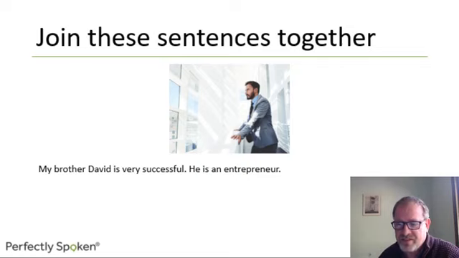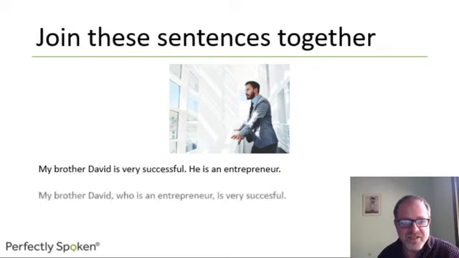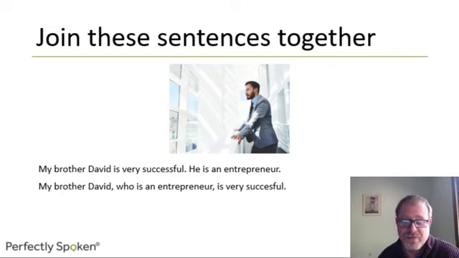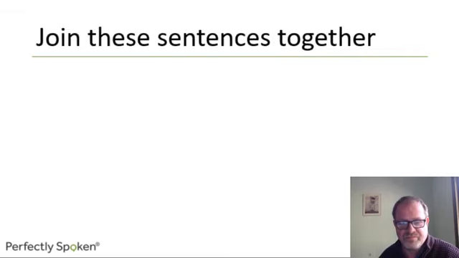So, my brother David is very successful, he's an entrepreneur. How can we combine these two sentences together? Pause the recording, obviously, if you need some time to think about it. And the answer is, my brother David, who is an entrepreneur, is very successful. Okay, here's another one.